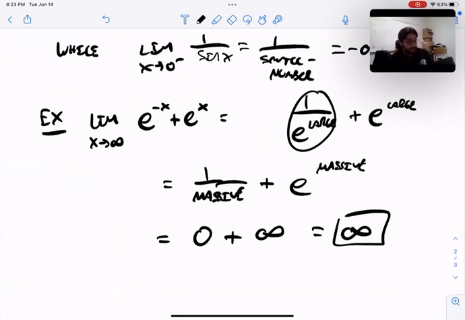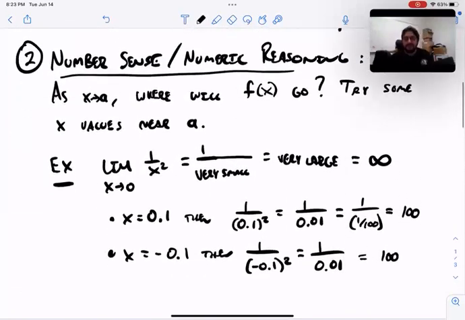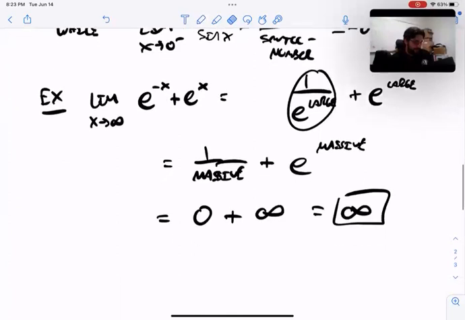And again, if you wanted to do some more specific numerics, you could plug in x equals 10, you could plug in x equals 100 and confirm that yes, that first term is going to 0 while the second term is going to infinity. So that's another example of this sort of number sense numerical reasoning approach.